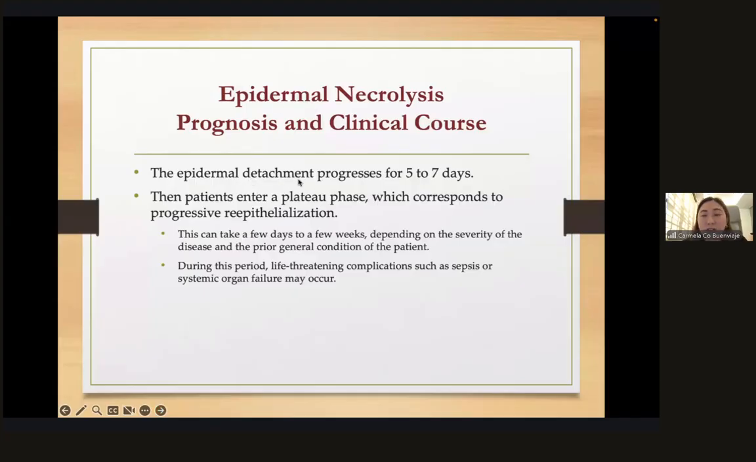So just remember that in the acute phase, the epidermal detachment progresses for 5 to 7 days. Then the patients enter a plateau phase, which corresponds to progressive reepithelialization. This can take a few days to a few weeks, depending on the severity of the disease and prior general condition of the patient. So during this period, life-threatening complications such as sepsis or systemic organ failure may occur.